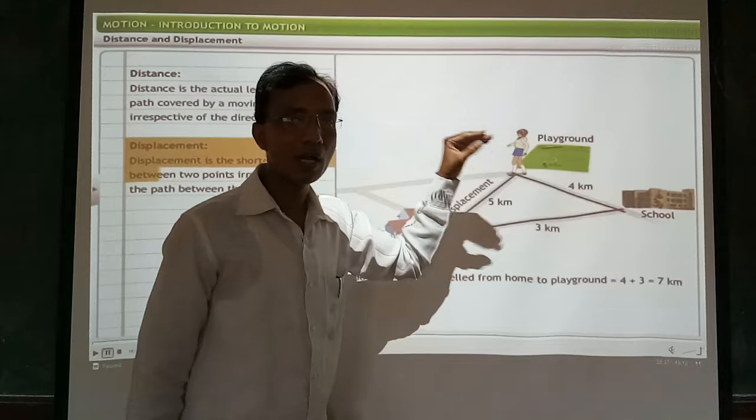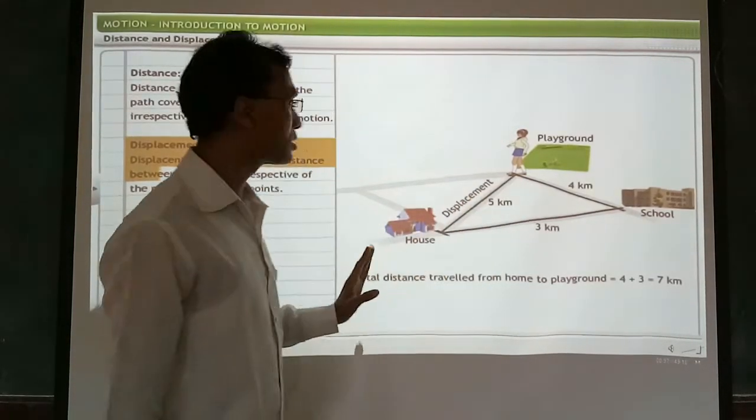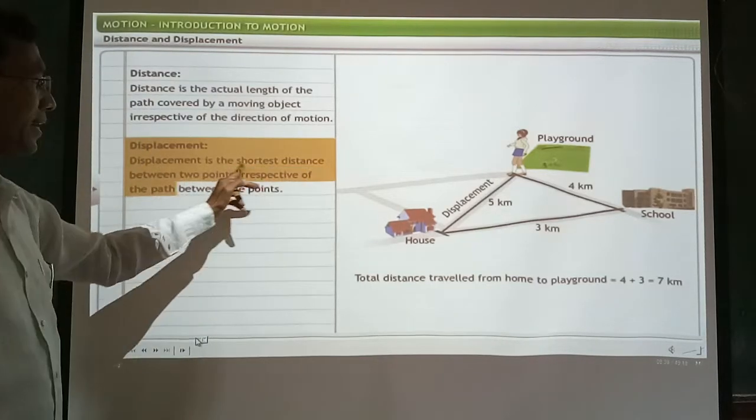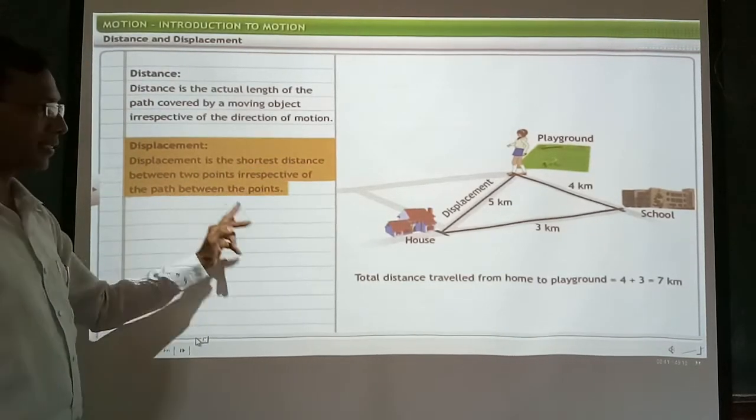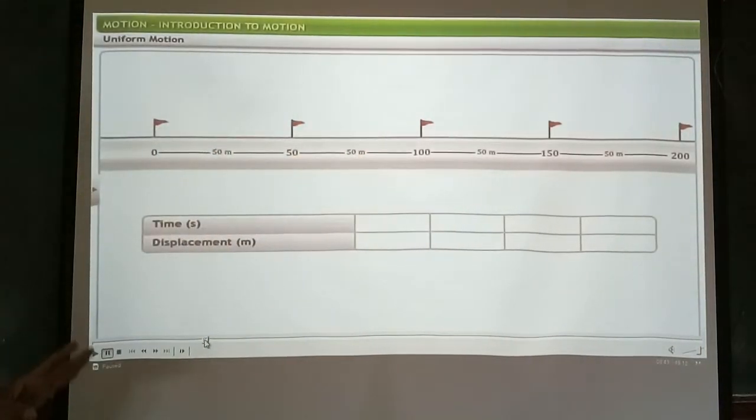Displacement is the shortest distance you should cover. So here displacement is the shortest distance between the 2 points, the initial position and the final position.